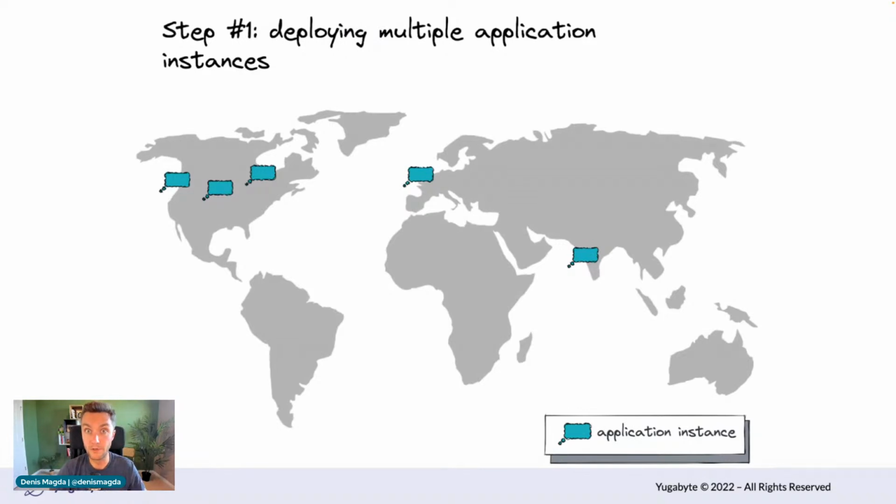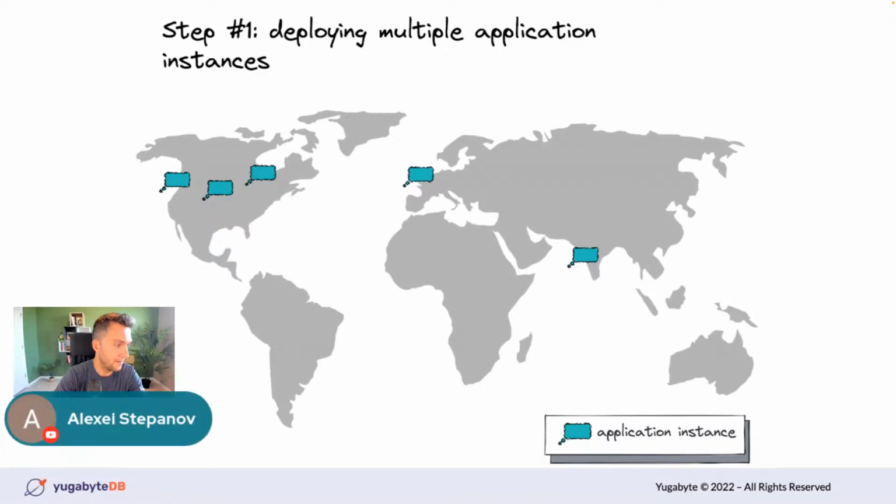If you want to build a geo-distributed application, the first and the easiest step is to deploy multiple application instances, right? So before I do this, let me take the question from Alexei. I guess database replication is also needed between zones.